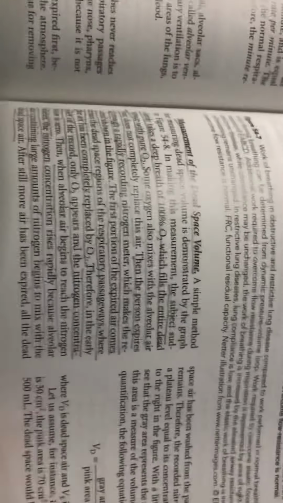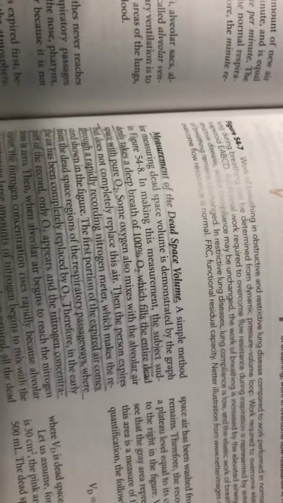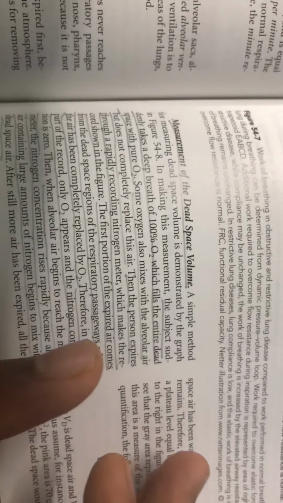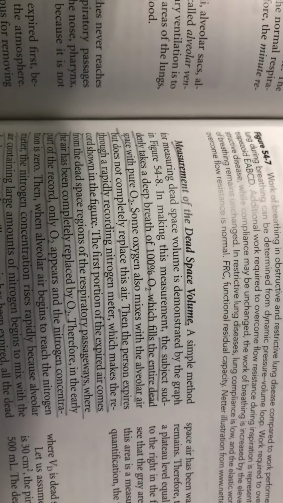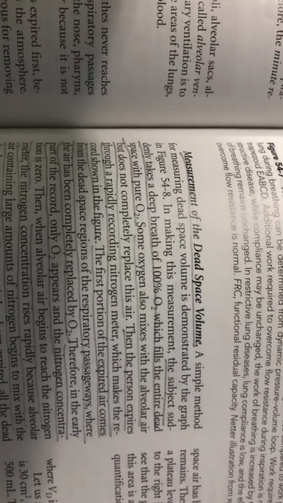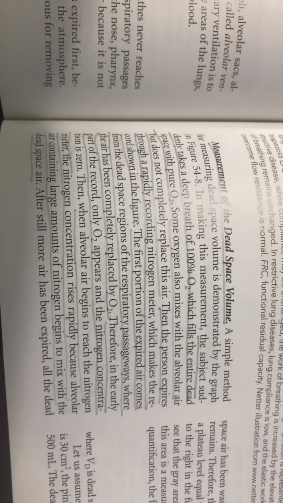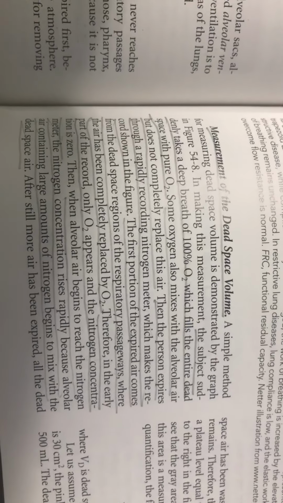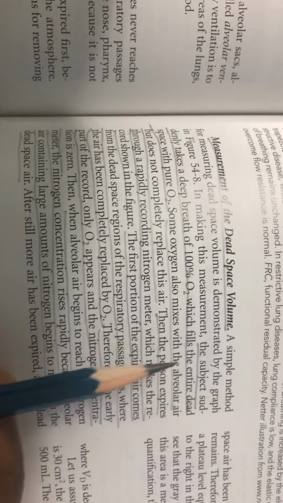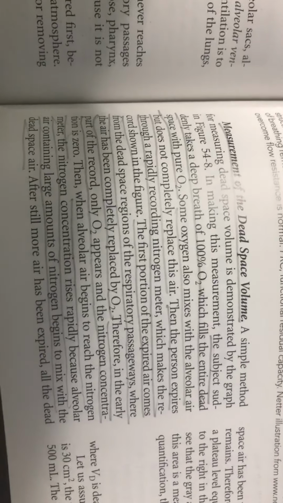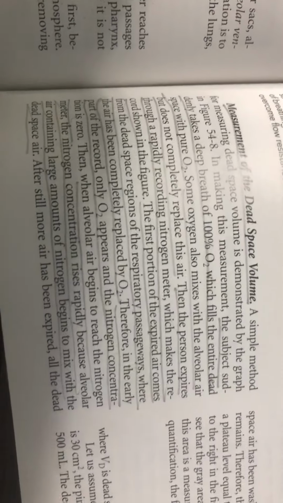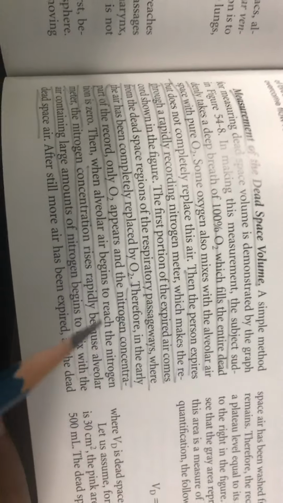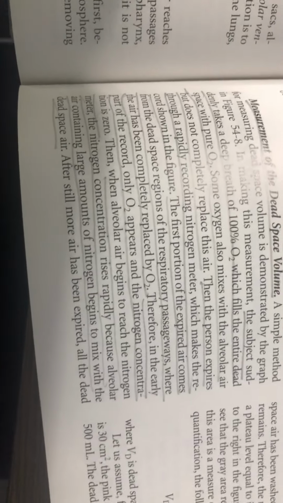So how do we calculate the dead space volume? See, you make a subject inhale, take a deep breath of 100% oxygen, which fills the entire dead space with pure oxygen. Okay, and in the alveoli you have a small amount of nitrogen content in the air. So when a person rapidly expires, first all your dead space regions having pure oxygen are expelled out, and then slowly the nitrogen content in your alveolar air starts coming out, and you can see this graph.